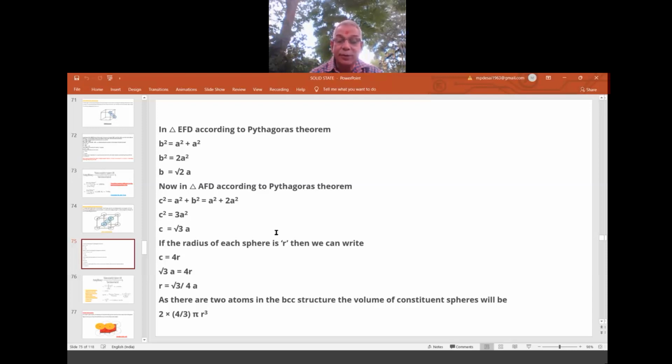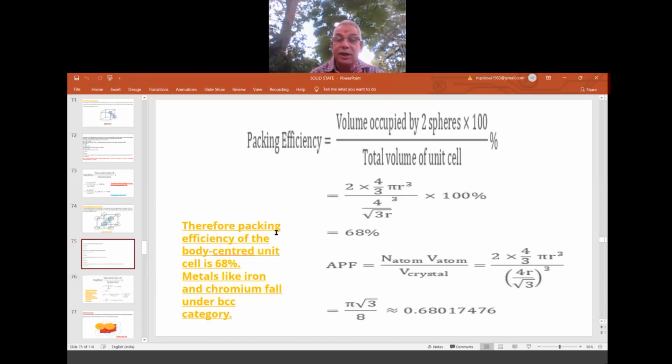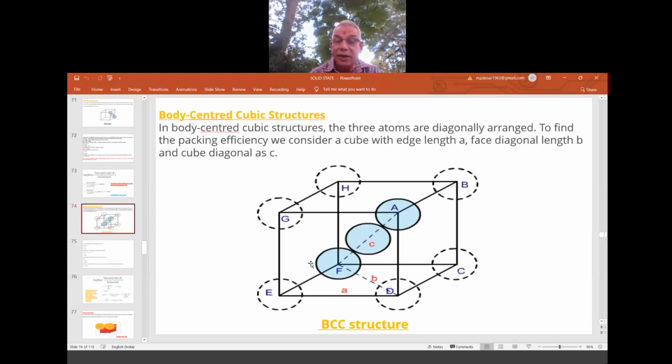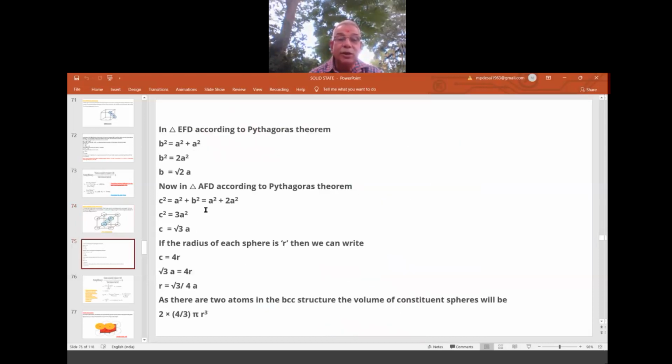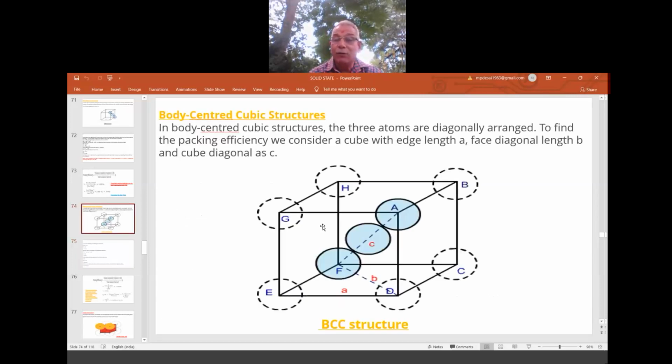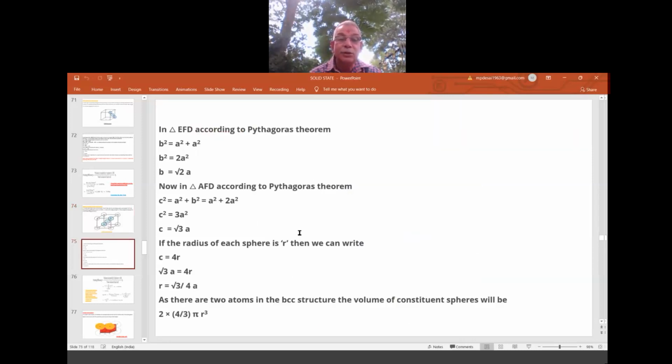Where is C here? This is C, in the AFD via the body centered particle. So C square equal to 3A square according to the Pythagoras theorem. Now C equal to root 3 A. And C equals 4R. Why 4R? 1R here as usual in the previous example, 1R here and this is the diameter 2R, totally 4R. So C equal to 4R.